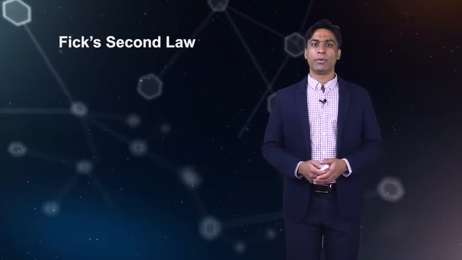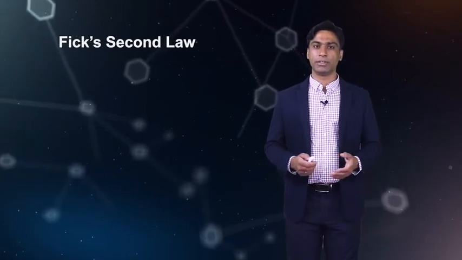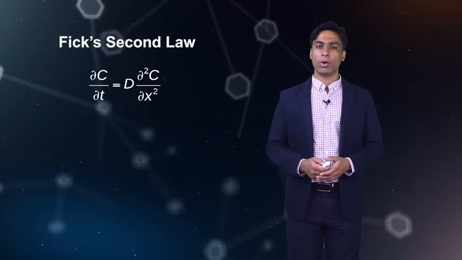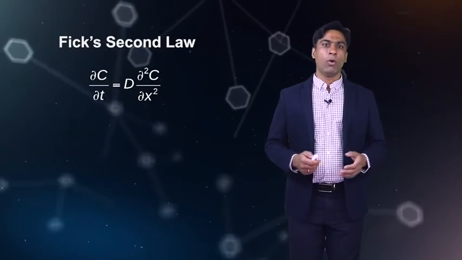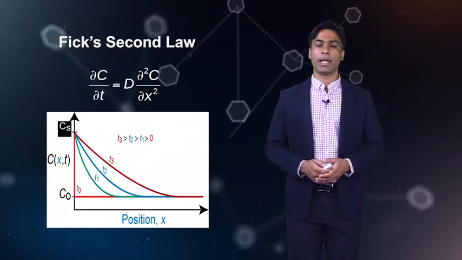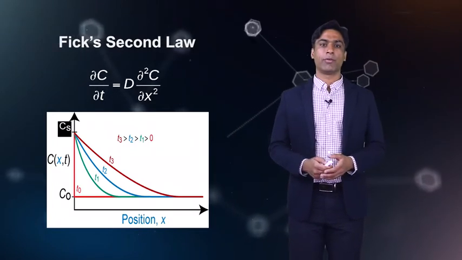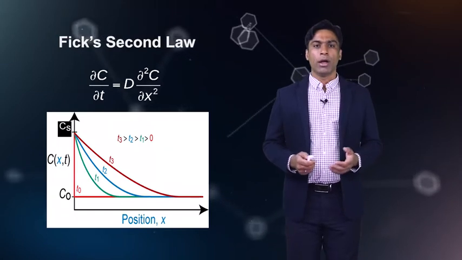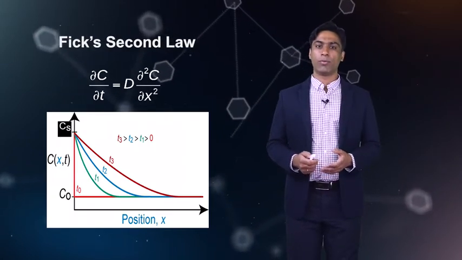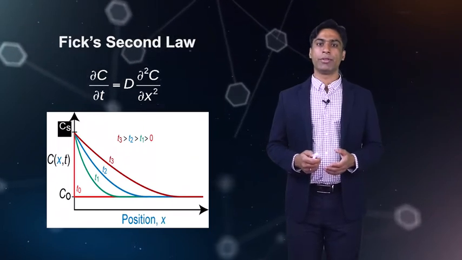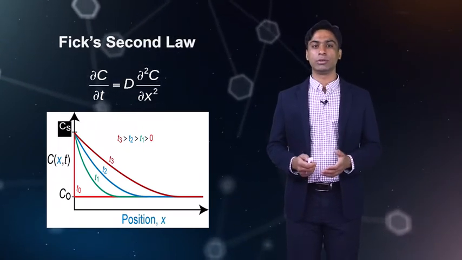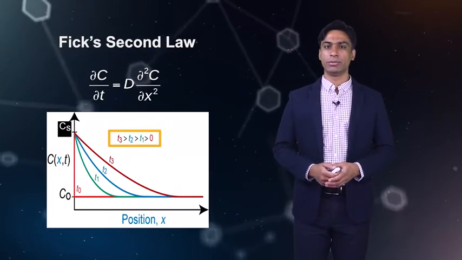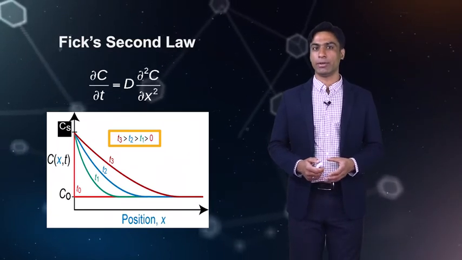Fick's second law of diffusion can be expressed as ∂C/∂t = D ∂²C/∂x². One example of Fick's second law can be seen in this figure, where the rate of diffusion is a function of both distance as well as time. As we can see, the diffusion of copper atoms into aluminum at different times, that is T1, T2 and T3.